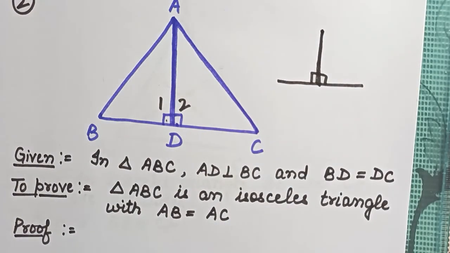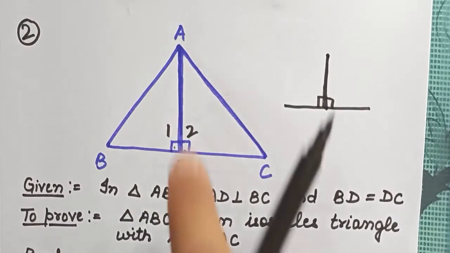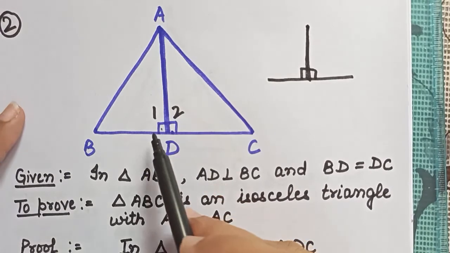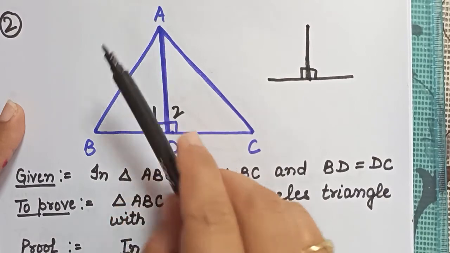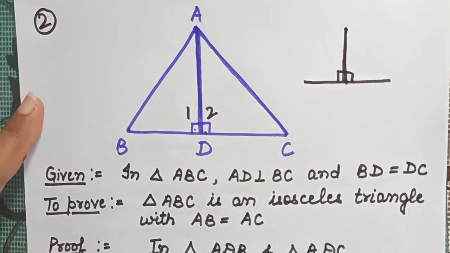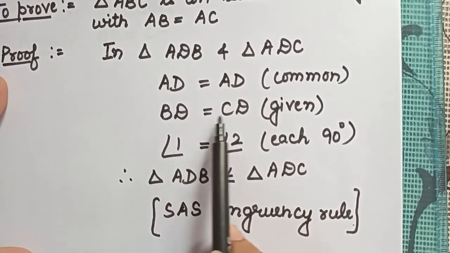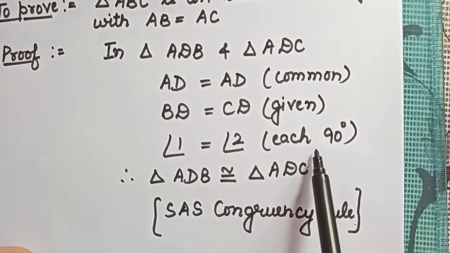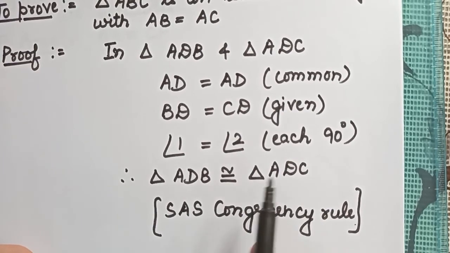So let's start writing the names of two triangles. We will prove it by congruency rule. Write down the names of the two triangles, ADB and ADC. Now if I look at these two triangles, these two angles are each 90 degrees, AD is common, and BD and DC are equal. So write down AD and AD are equal, it is common. BD and CD are equal according to the given condition. 1 and 2 are each 90 degrees, it is also given. So these two triangles are congruent by SAS congruency rule.